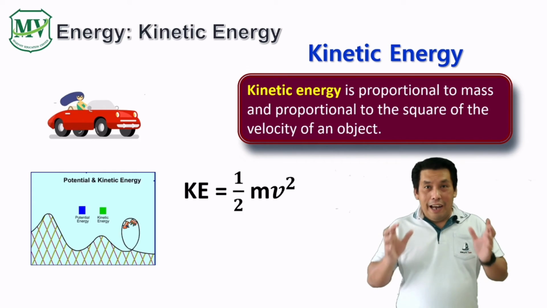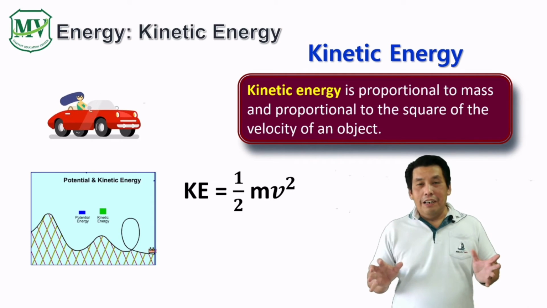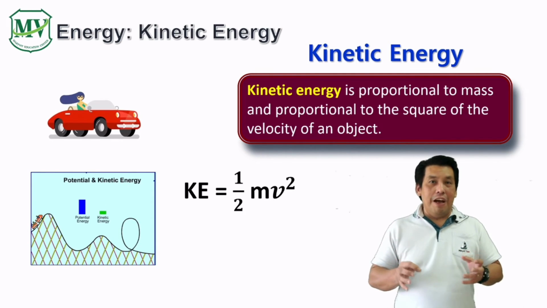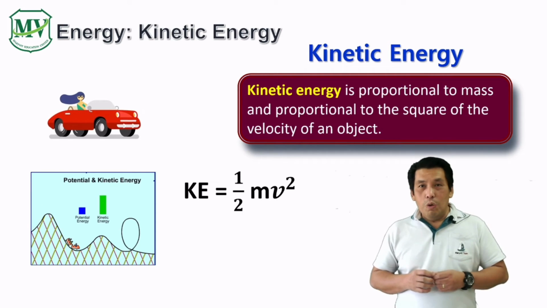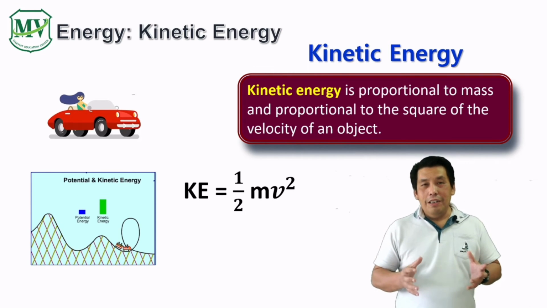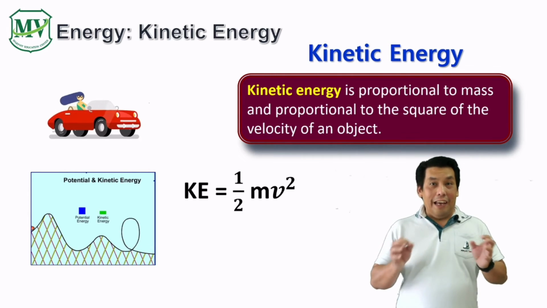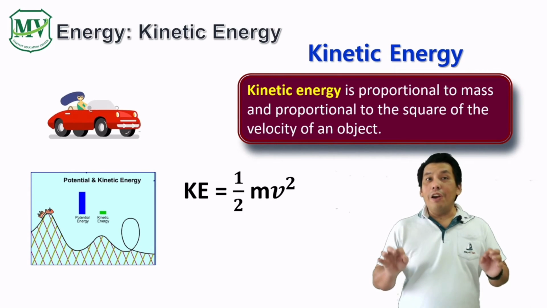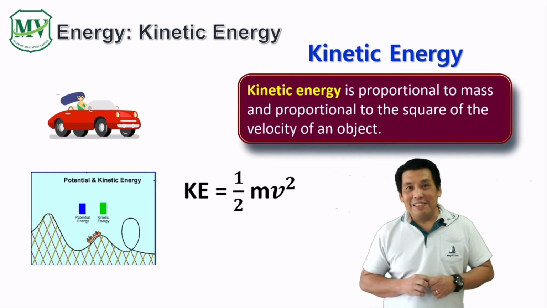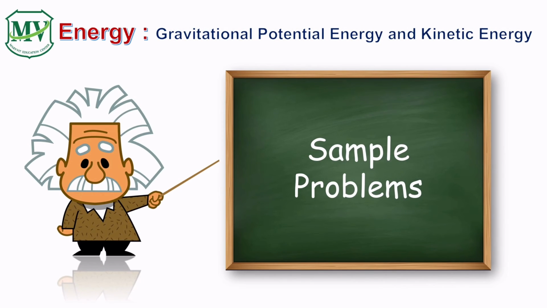Since kinetic energy is not a vector, in squaring the velocity vector, which is v, we lose its directional part. So KE, or kinetic energy, is a scalar quantity, and there is no direction. Now here are sample problems to illustrate the types of energy.